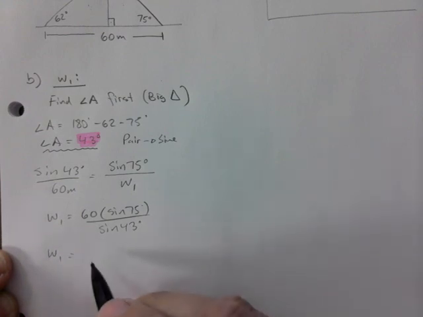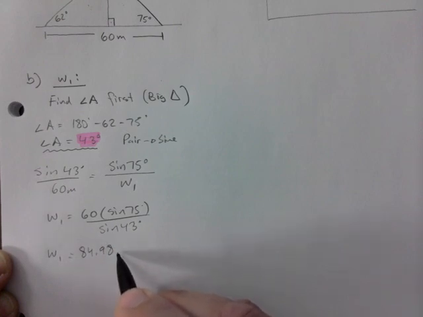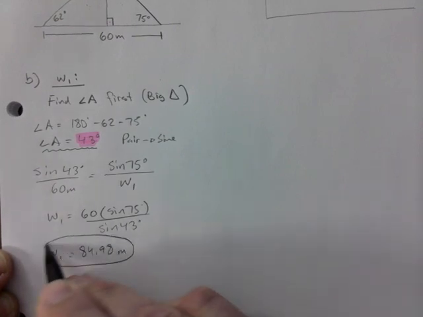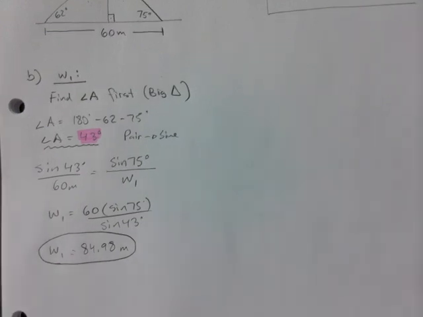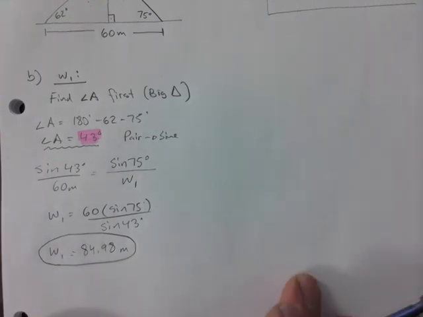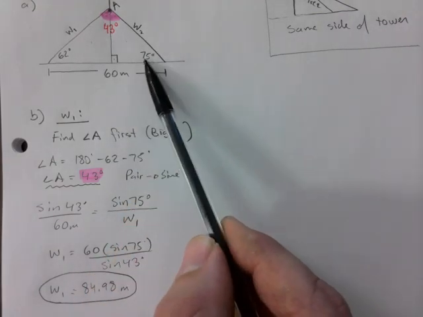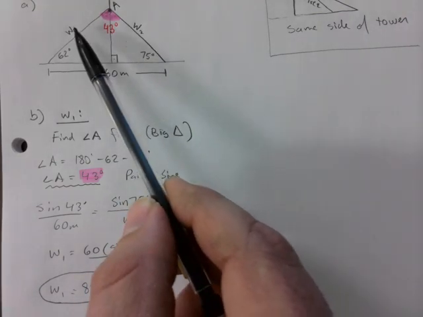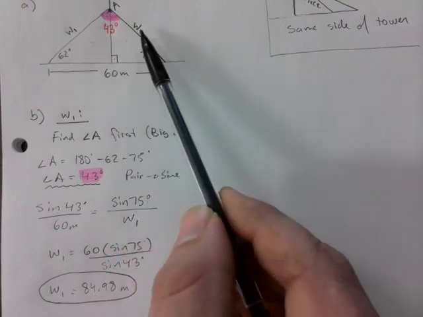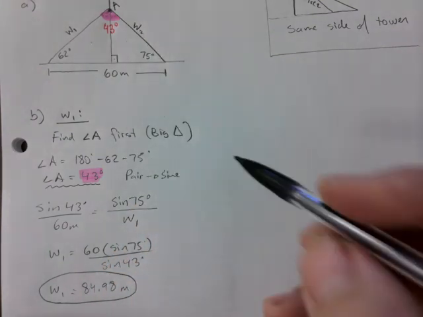That gives you 84.98. By the way, which of the two wires is going to be longer? Which one has the biggest angle across from it? 75, right? So we expect this to be longer than this one. So one more time.